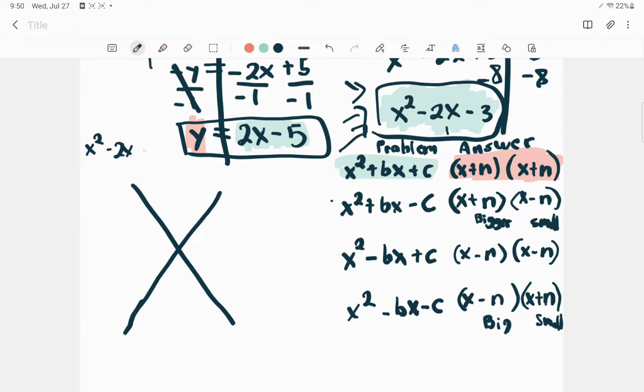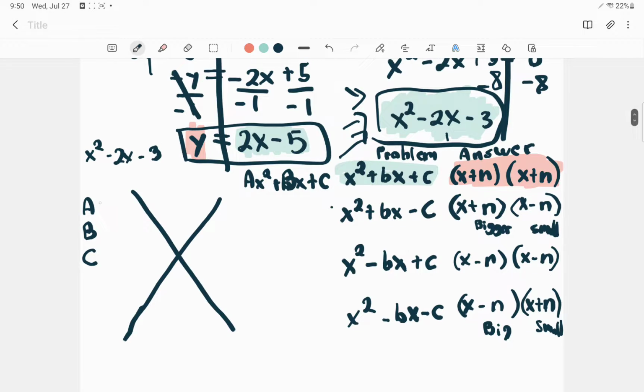And whenever you're doing this, there's three things that you need to understand. You're gonna have A, you're gonna have B, and then you're gonna have a C. Okay? And it always goes in order. So I'm gonna have A, B, and C. If X doesn't have anything in front of it, you're gonna put a 1, because there's gonna be an invisible 1 in front of the X.